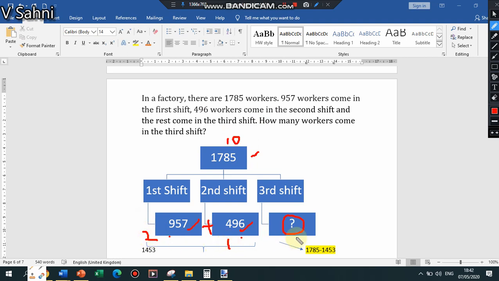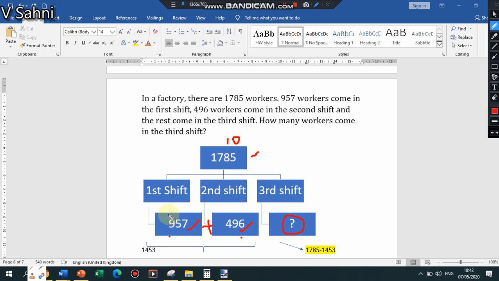So how many will be this? I'm just easing the question out with some smaller numbers. So this answer will be 7. How did you get it? You will first do 2 plus 1, which is 3, and then you will do 10 minus 3, which is 7. Alright.